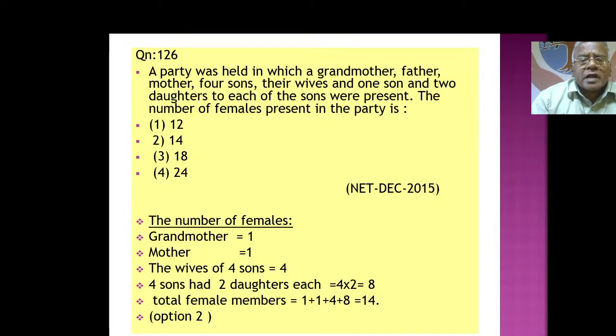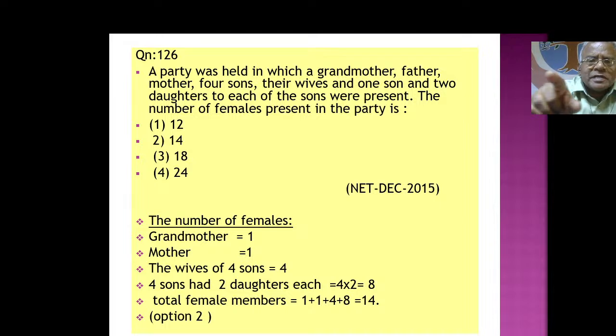A party was held in which a grandmother, father, mother, 4 sons, their wives and 1 son and 2 daughters to each of the sons were present. The number of females present in the party is how many? Very easy problem. Just see all the females from the data given here.